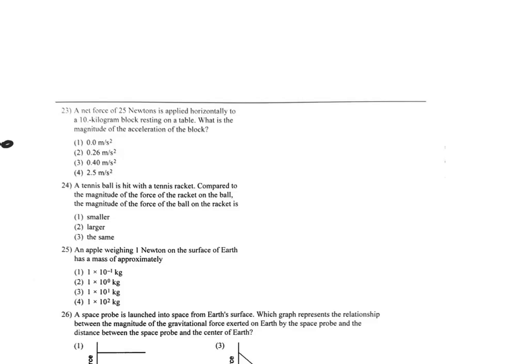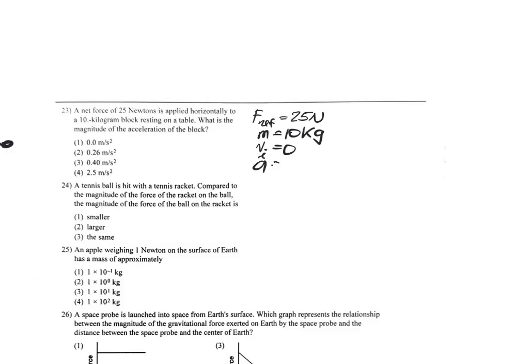Okay, I mentioned before Newton's second law, and so for 23 we have a net force of 25 newtons, and it's applied to a mass of 10 kilograms, which is at rest. I guess you could say that V initial is 0. I don't know if that's going to matter.